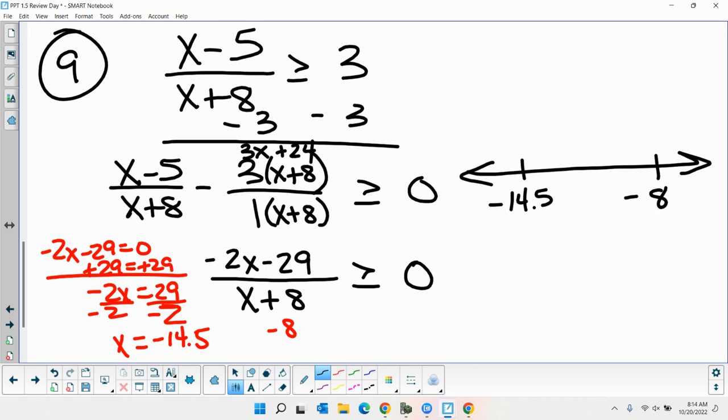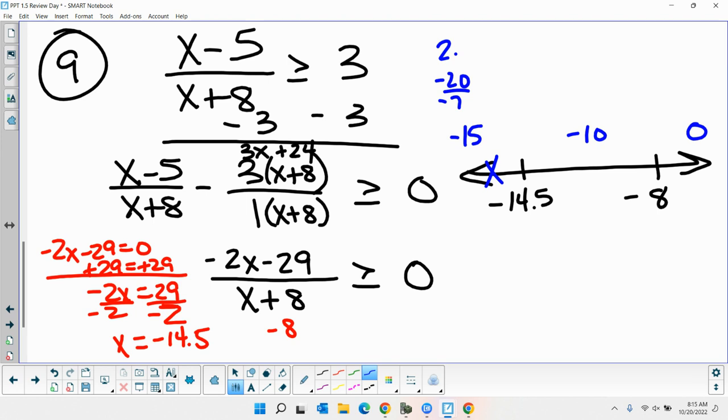So I'm going to pick 0 on this end. I'm probably going to make negative 10 here, probably is what I would pick, and negative 15 here. And then I go to the original problem. Negative 15 minus 5 is negative 20, and negative 15 plus 8 is negative 7. That's 2 point something, positive 2 point something. Is that greater than 3? No.